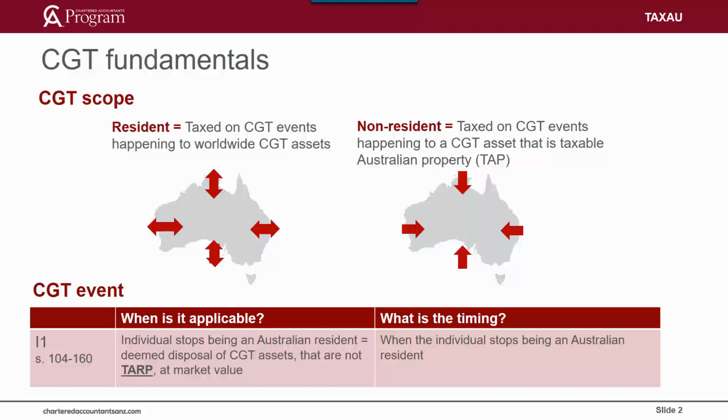However, an individual taxpayer can choose to disregard the capital gain or loss from all CGT assets covered by CGT event I1. If this choice is made, each of those assets is deemed to be taxable Australian property and will therefore continue to be subject to CGT in the future when they are actually sold.